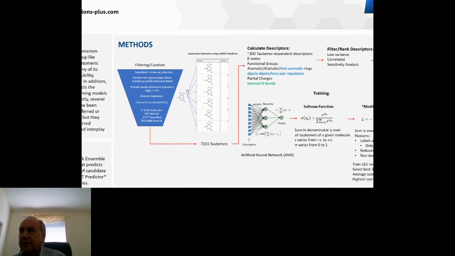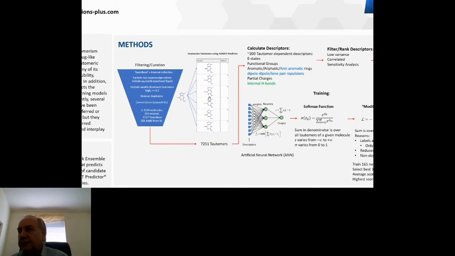So in this example, I'm showing a scaffold that you find in the acyclovir molecule, and we exploded that out. The first one is the preferred tautomer marked with a 1, and the others are marked with a 0. So that's basically the endpoint that we're trying to model here.